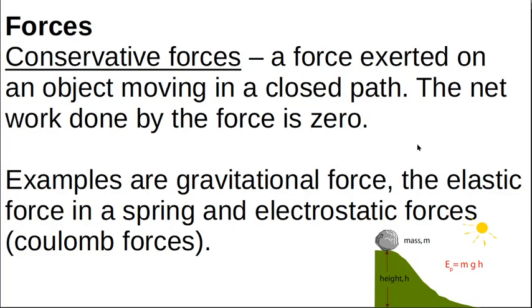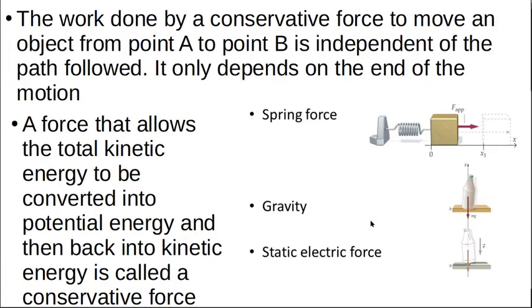Now we want to talk about forces. There's two kinds of forces, a conservative force and a non-conservative force. The definition of a conservative force is not that helpful to me in terms of explaining it, but let's have a look. A conservative force is a force exerted on an object moving on a closed path. The net work done by the force is 0. So what you need to take away from this is that a conservative force is gravity or electrostatic forces. You can learn the definition, but you can think of them as gravity and electrostatic.